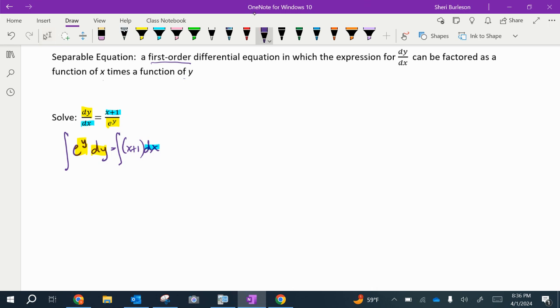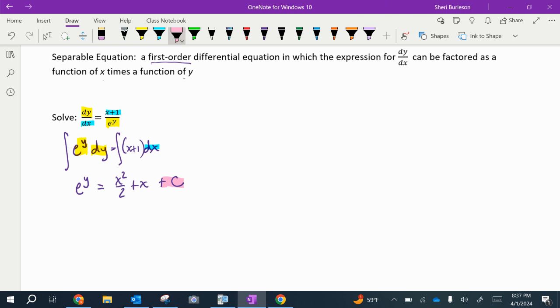So the integral of e to the y dy is e to the y. And the integral of x plus 1 dx is x squared over 2 plus x plus c. My constant of integration is happening in the same step, so that is covering both integrals. If I do them in separate steps, then I have to have different constants of integration.